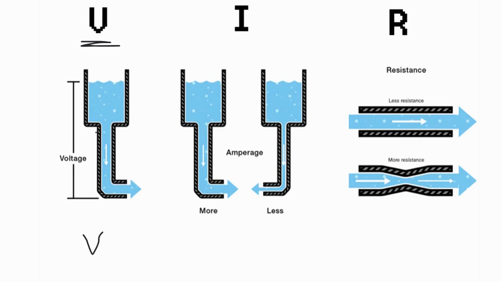Current is the flow of electrons, or it's the flow of electricity. So if voltage is the dam or the potential energy, the current is what we get when we actually open the dam and allow that water to flow out. Current is measured in amps, so it's the amount of charge that we have flowing per second. And so voltage and current are very closely related.